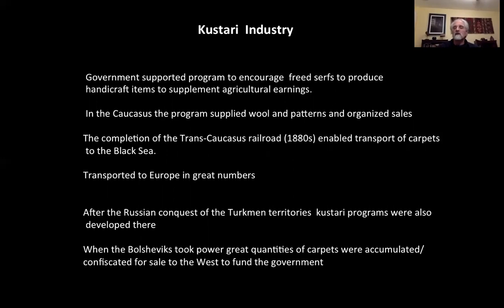And then when the Soviets took over, they needed money. So they confiscated everything they could get their hands on, and they sold it off to the West. So an enormous number of pieces came into the West, to Europe and to the United States in that particular context.